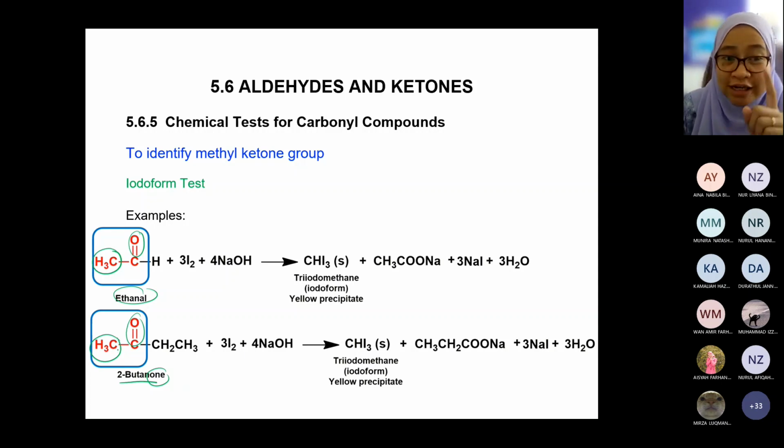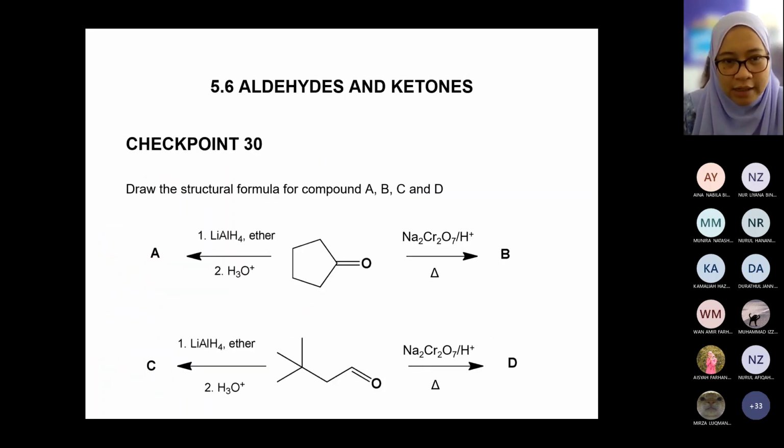Kalau alkohol tadi dia kena ada hidrogen kan, but for this one dia tak perlu ada hidrogen. Tapi dia kena ada methyl and this carbonyl. Baru dia bagi yellow precipitate. So as you know, not all ketone, not all aldehyde can have this methyl, betul tak? So kita kena be careful. Kita kena draw, baru kita nampak, oh ni ada methyl. Ada methyl, then probably the molecule can give positive result to iodoform test.